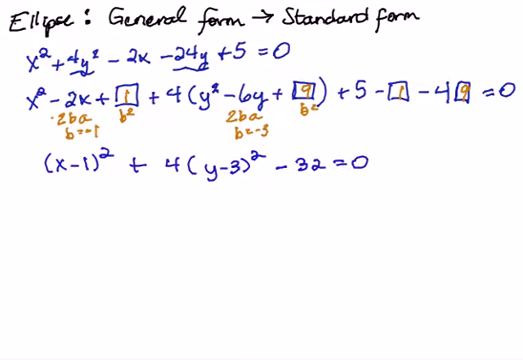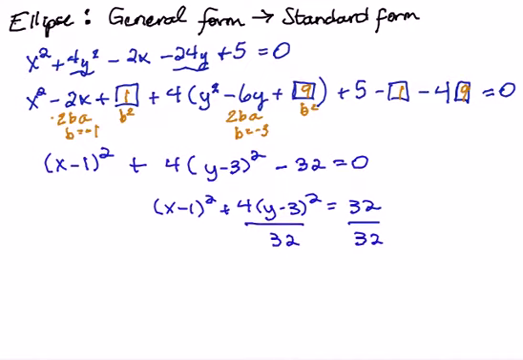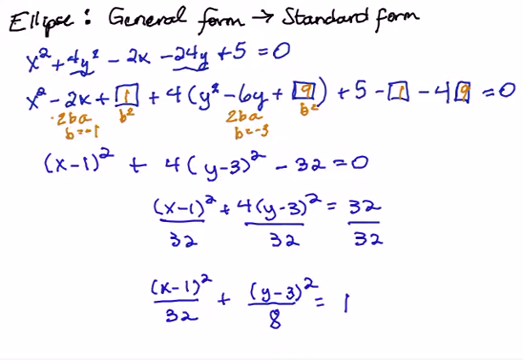So now I'm going to add that 32 to the other side. And then remember, when we get this in standard form, we want the right side to be a 1. And right now it's a 32, so I'm going to divide everything by that 32. And we end up with x minus 1 squared over 32 plus the 4 over 32. That reduces to 1 over 8. So I have y minus 3 squared over 8 equals 1.